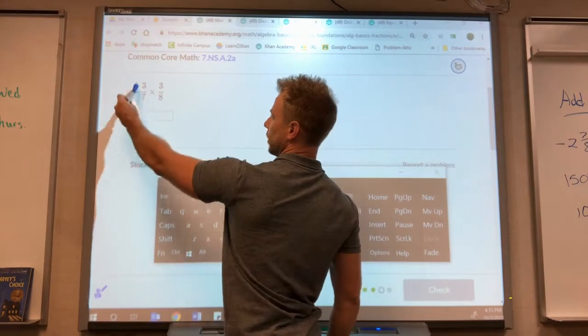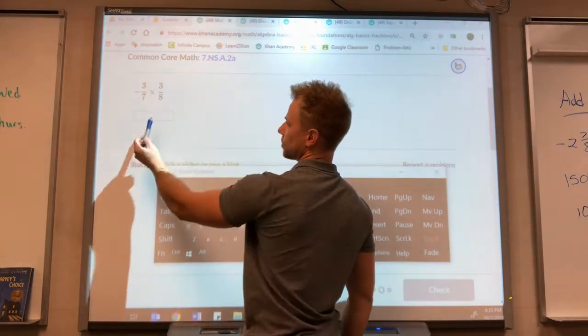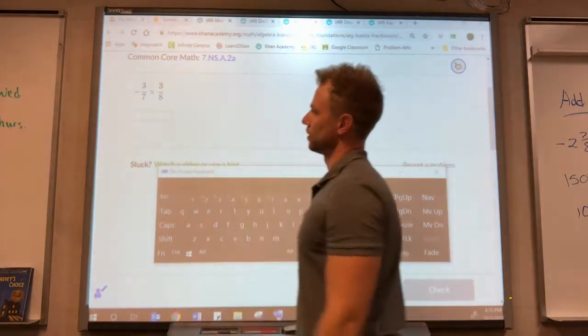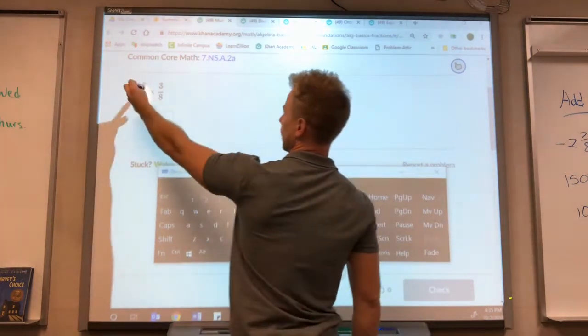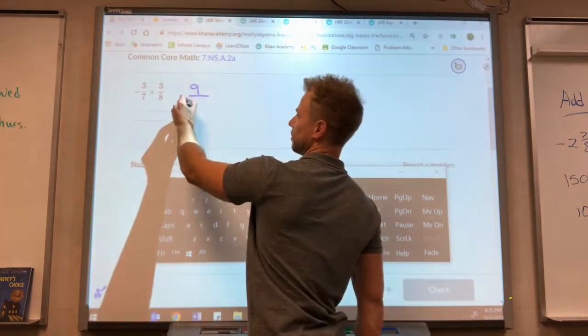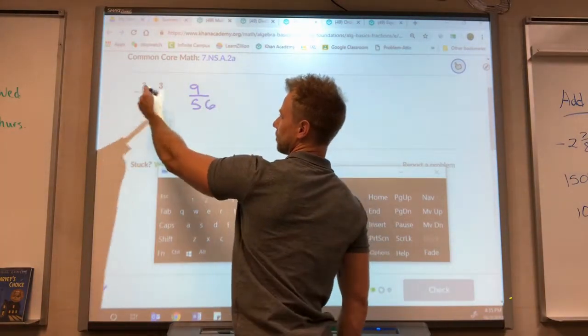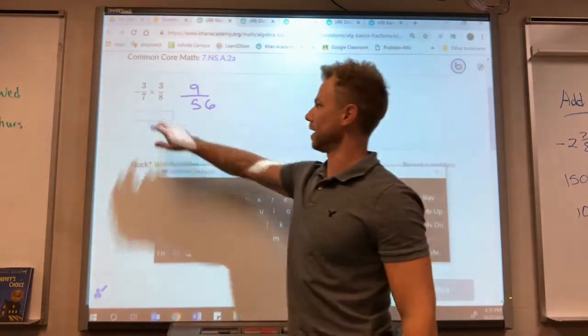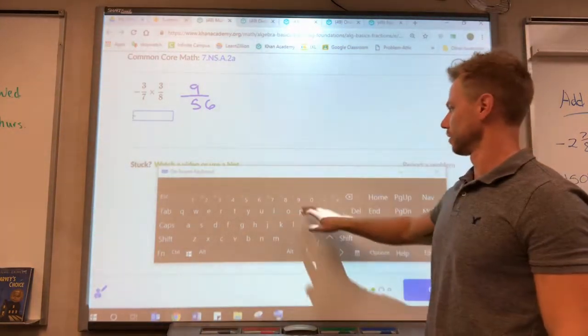Here we look to see if we can cross-cancel. We can't cross-cancel here either, because 3 doesn't go into 8 and 3 doesn't go into 7. So we multiply. 3 times 3 is 9. 7 times 8 is 56. A negative times a positive is a negative. So we get a negative for our answer.